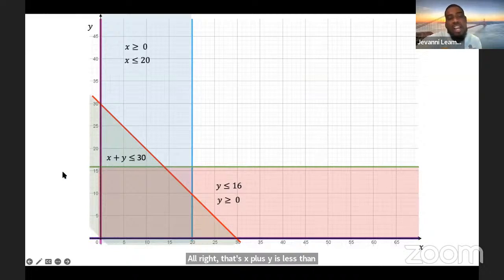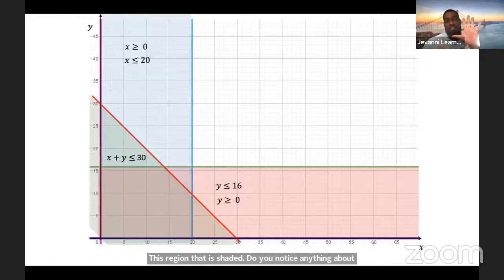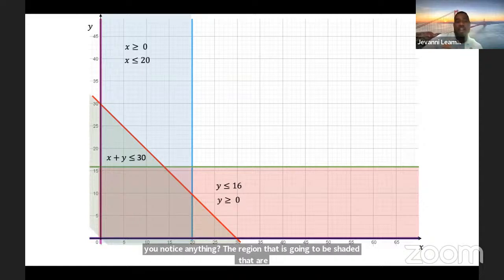Now, we have plotted all of our inequalities, well, shaded the sections that represent the inequalities. Now, let's examine this region that is shaded. Do you notice anything about the region that would satisfy all 5 inequalities? The region that is shaded that represents all 5 inequalities.